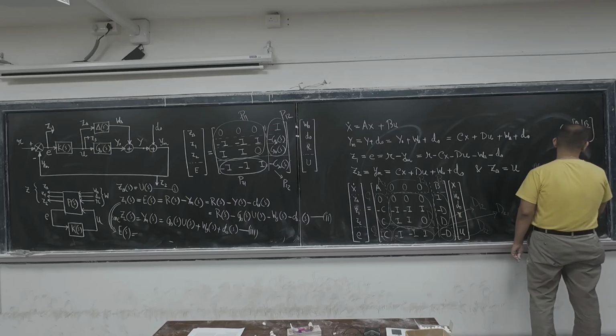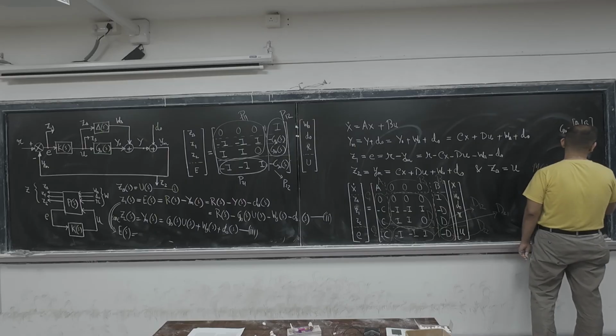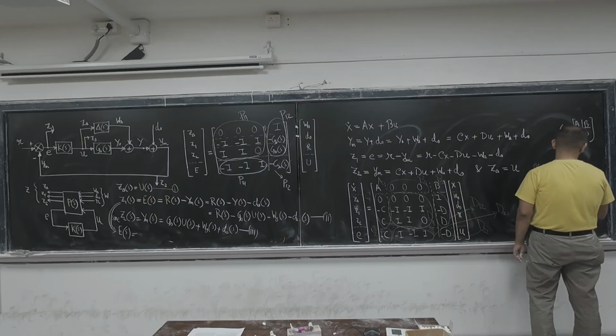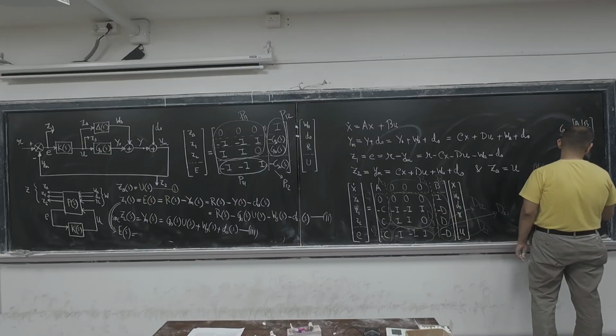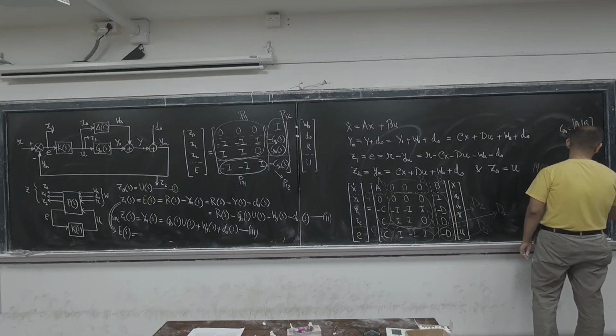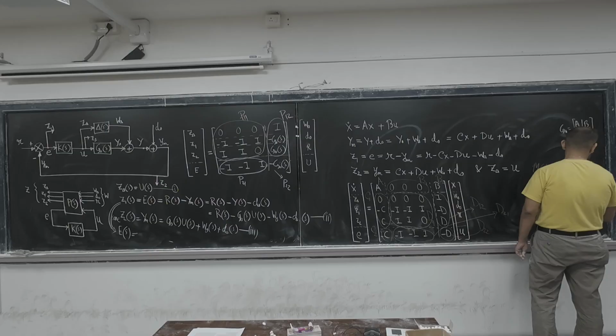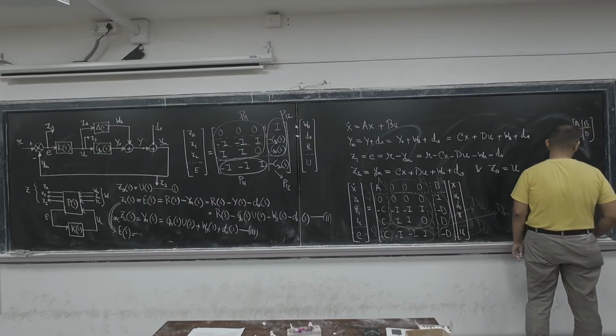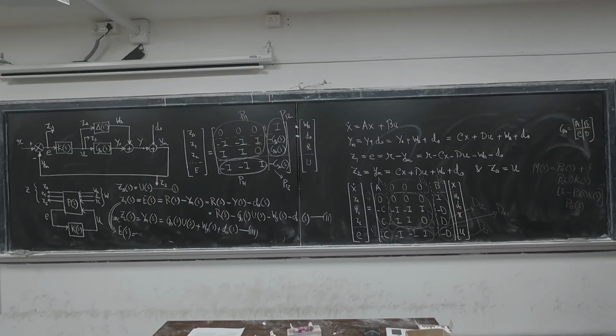P11(S) plus P12(S) into K(S), I minus P22(S) whole inverse, into P21(S). So one part is finding the FL.